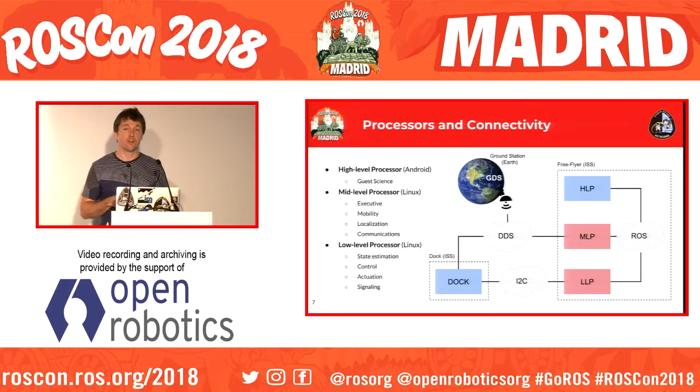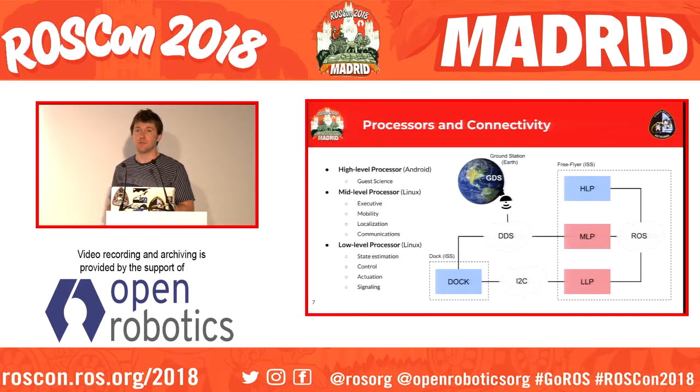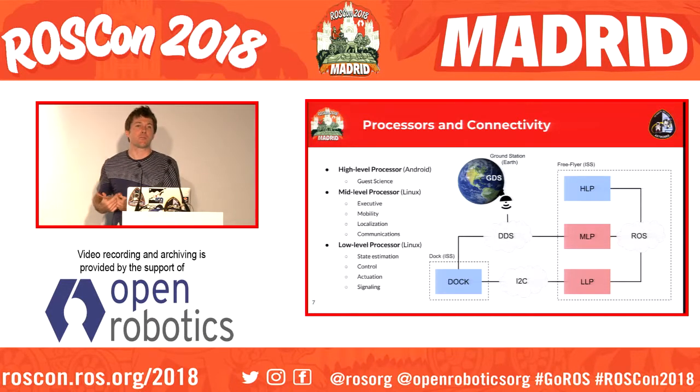And the mid-level processor is where we actually perform a lot of the flight software's heavy lifting tasks. So localization is really computationally expensive, especially when you've got HD images that you're processing. So we give it its own separate processor so that it doesn't cause GNC to lock up.